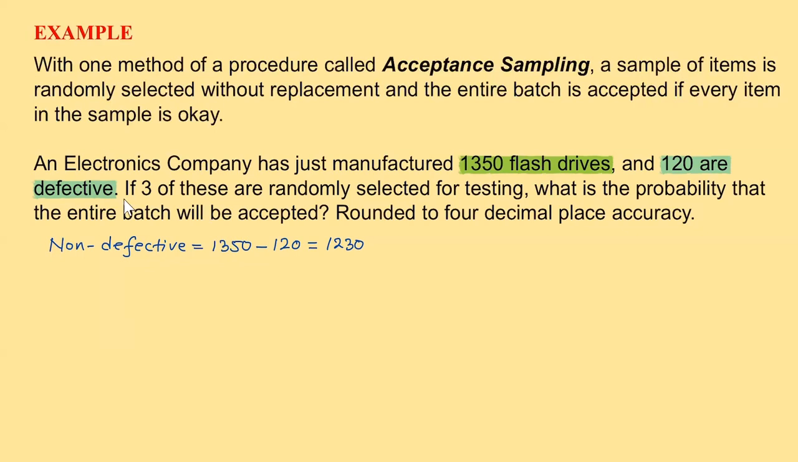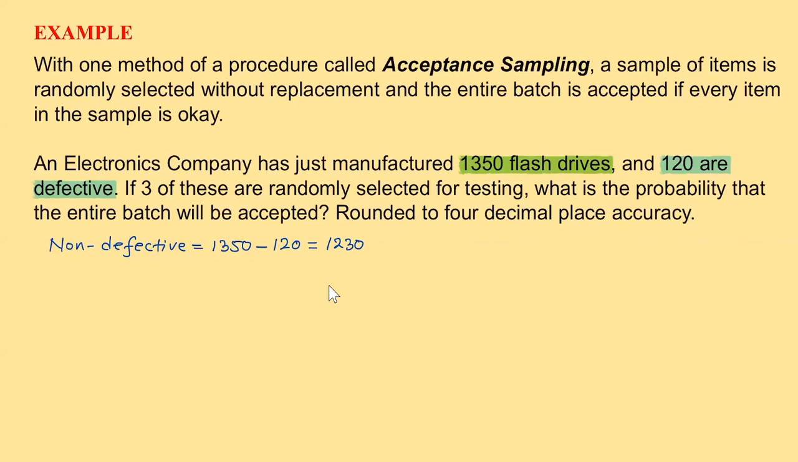Now, what we are asked is: if 3 of these are randomly selected, you are picking the first one and testing whether it is defective or not. You are not putting that back. Then you are pulling the second one and testing, and then you are pulling the third one and testing. If all these 3 are non-defective, then the entire batch will be accepted. So the question is, if 3 of these are randomly selected for testing, what is the probability that the entire batch will be accepted? And we have to give our answer to 4 decimal places.